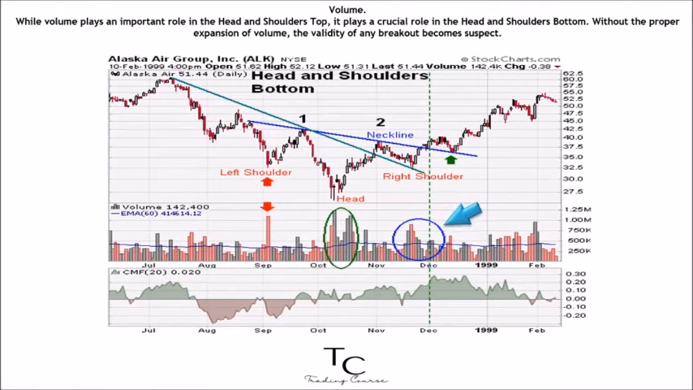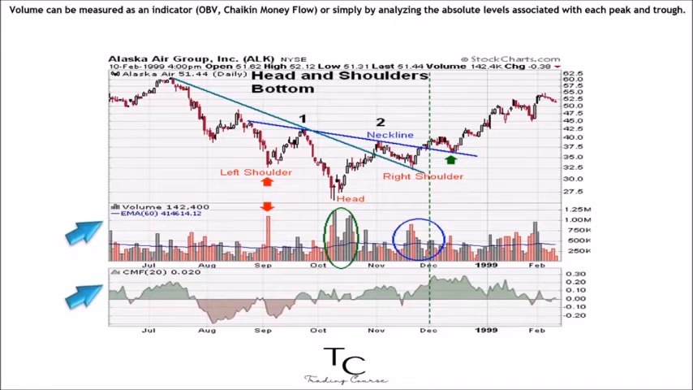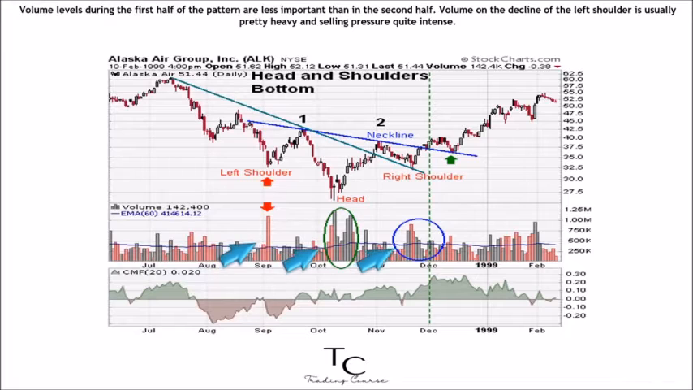Volume. While volume plays an important role in the head and shoulders top, it plays a crucial role in the head and shoulders bottom. Without the proper expansion of volume, the validity of any breakout becomes suspect. Volume can be measured as an indicator, such as OBV or Chaikin Money Flow, or simply by analyzing the absolute levels associated with each peak and trough. Volume levels during the first half of the pattern are less important than in the second half.